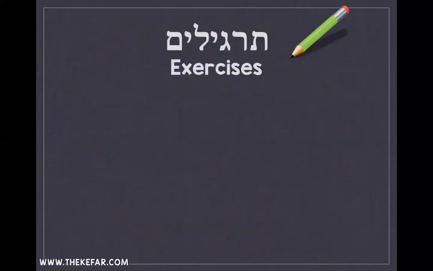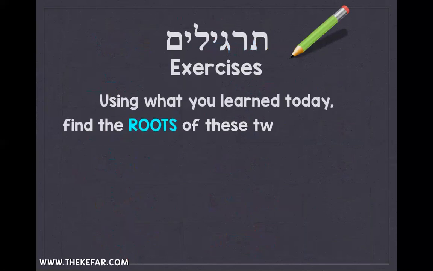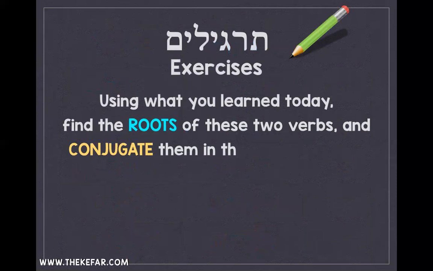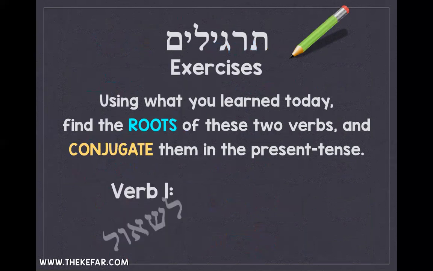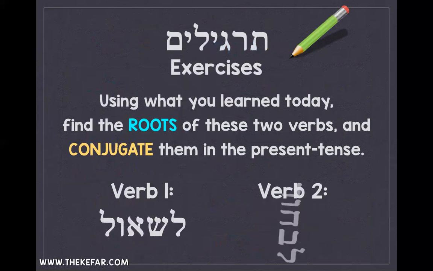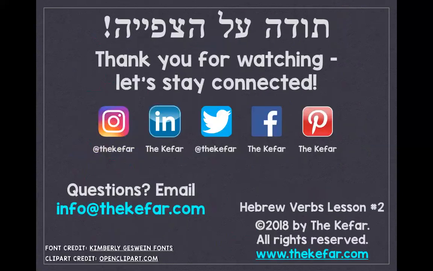So now for your exercises. We're going to do the same things that you did in the last video. I want you to find the roots of these verbs, and these are group 2 aha verbs, and conjugate them in the present tense. So your first verb is lish'ol, which is to ask, and your second verb is livchor, which is to choose. You're going to do the same things that you did in the first video, but make sure that for your masculine and feminine plural, you have that additional a sound underneath your middle letter.